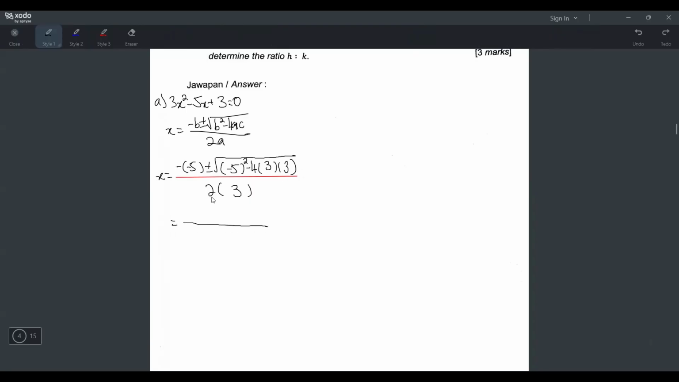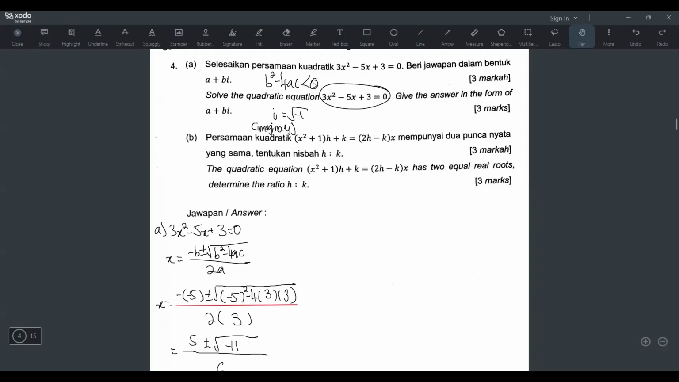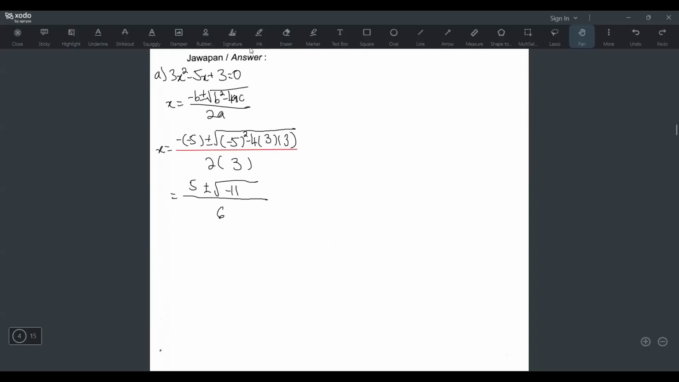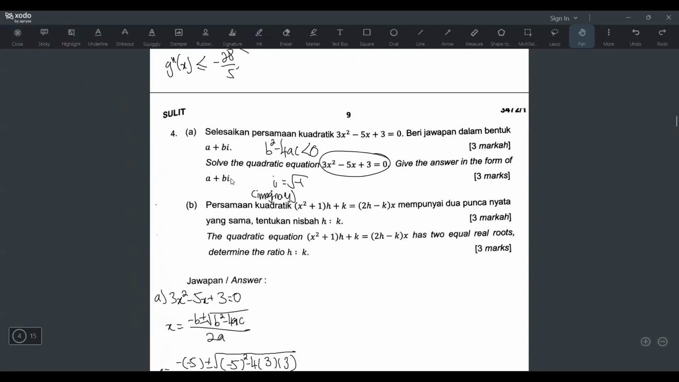And then now you draw a line. 2 times 3 is 6, that's all. And then negative negative 5, which is 5, plus minus the square root. This one you press, you get negative 11. The reason I know so fast is because just now I pressed already, when I explained to you that this equation has no roots. That's why I can do it fast. This plus minus means you have to split into two answers. The first answer would be 5 plus the square root of negative 11, over 6. And the other one is 5 minus the square root of negative 11, over 6. But your answer has to be in this form. It has to have the i symbol come out. And I told you i is the square root of negative 1, right?